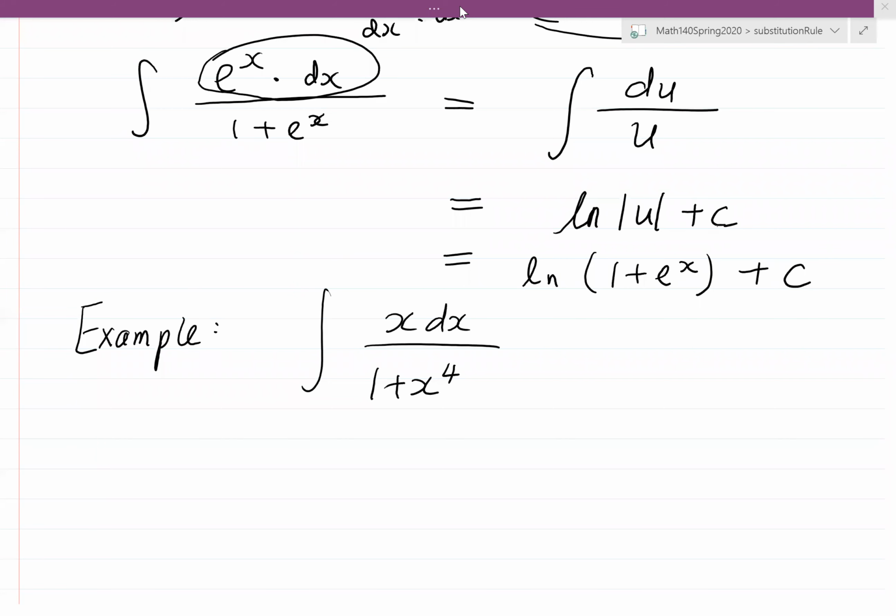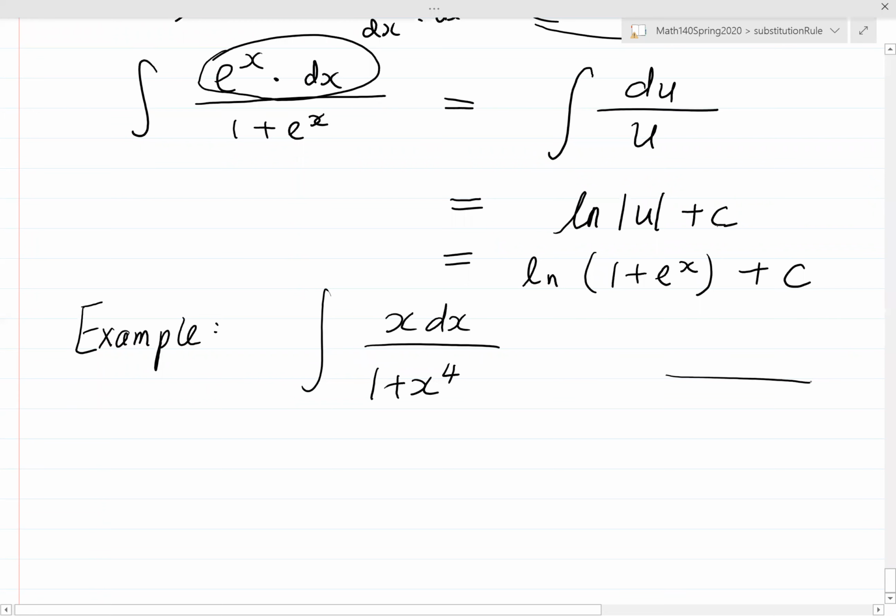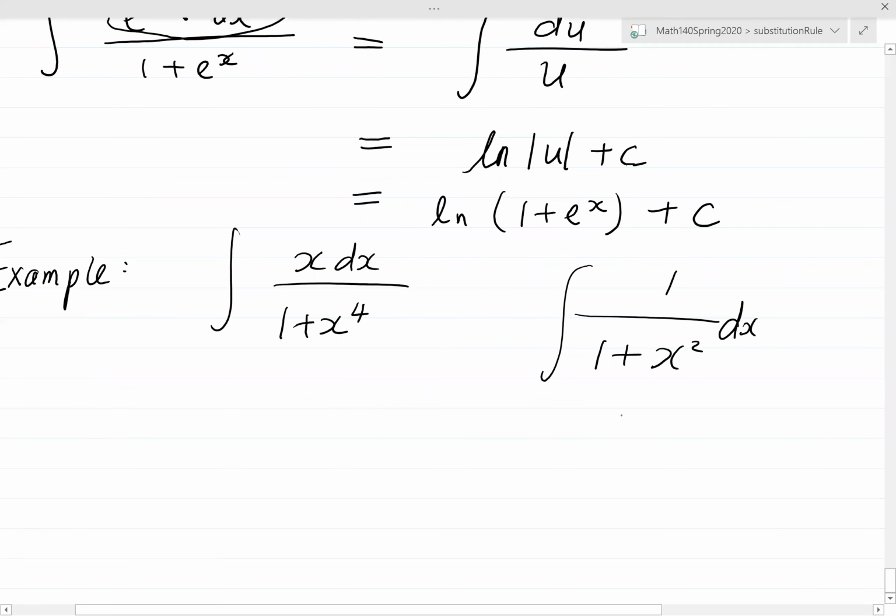When we choose a substitution factor, the principle is we should get something that is in the antiderivative table. Now you see the power here is 4, and in the antiderivative table we don't have power 4. However, we have power 2. It looks like this thing, whose antiderivative is arctan. This is why you should remember every item in the antiderivative table. So this is arctan x.